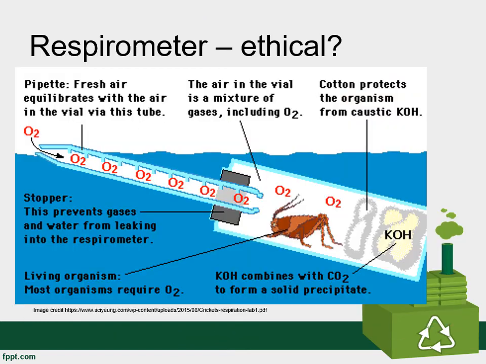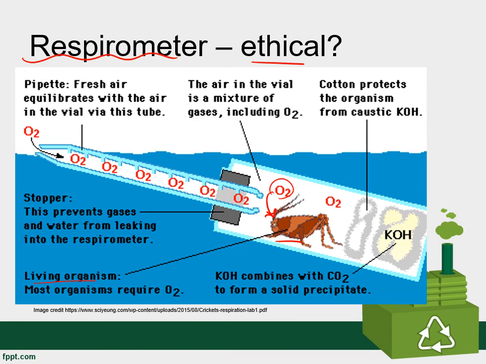Amazing, right? All right, so how do we measure the rate of respiration? We can use this thing called a respirometer, which may or may not be ethical. So in this investigation, we've added some living organism. In here we have a cricket. The cricket is going to breathe in oxygen to carry out respiration to make some ATP.